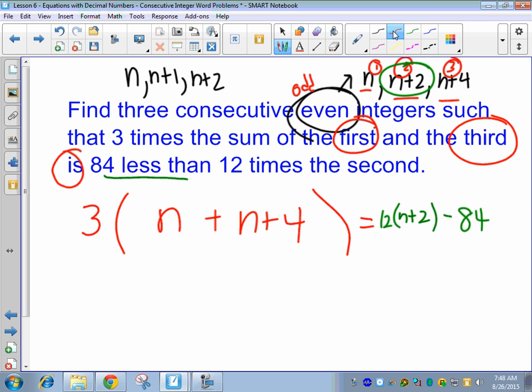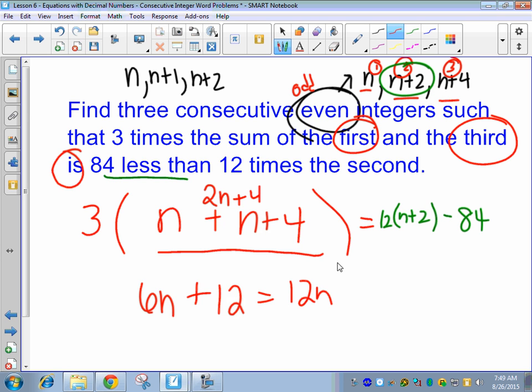Okay. Now we're going to simplify. You could add these. I like to do this part first. n plus n is 2n plus 4. I'm just going to write it up above. Then I'm going to distribute the 3. So 3 times 2n is 6n. 3 times 4 is 12. On the right-hand side, I have 12 times n, so that's 12n. 12 times 2, so that's 24, minus 84. And you guys finish solving this and tell me what you get.